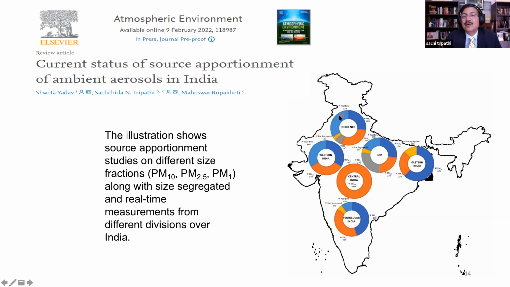What we see is that over Delhi NCR and in Western India, the use of real-time measurements is increasing, both in Western India in terms of fractional percent and in Delhi NCR. There is good use of real-time instrumentation now, which is also significant in the IGP. But if you look at Central India and Eastern India, as of now, the use of real-time instrumentation to do source apportionment is still not there. Okay.